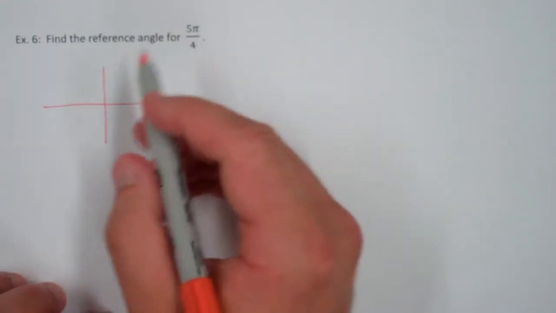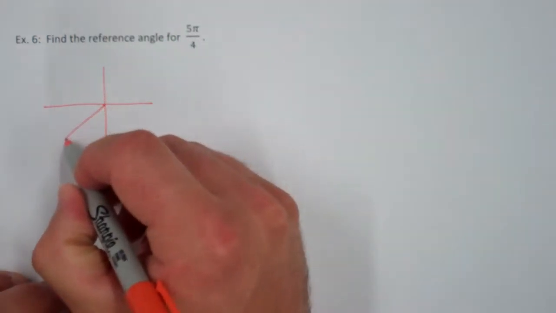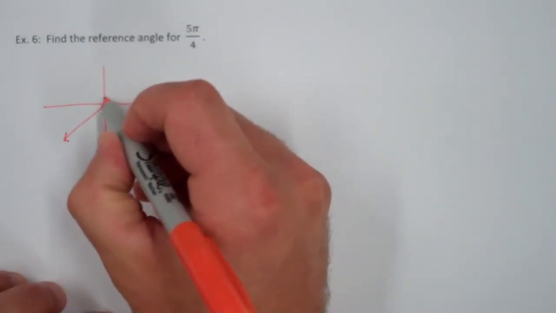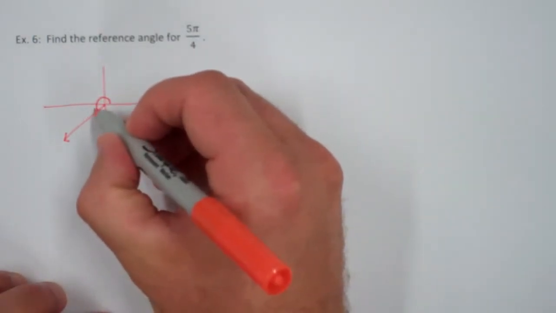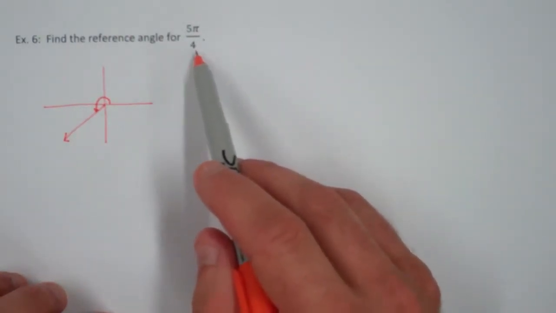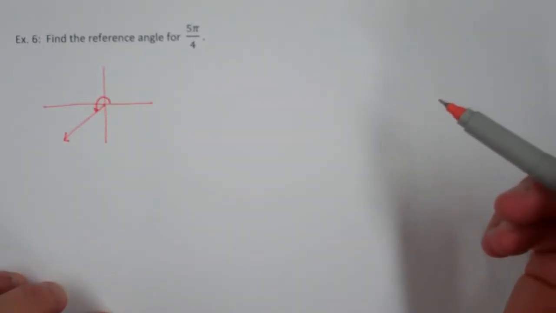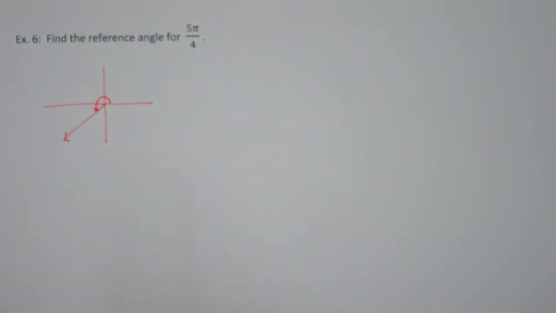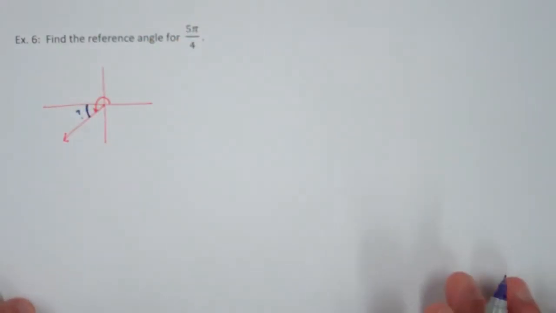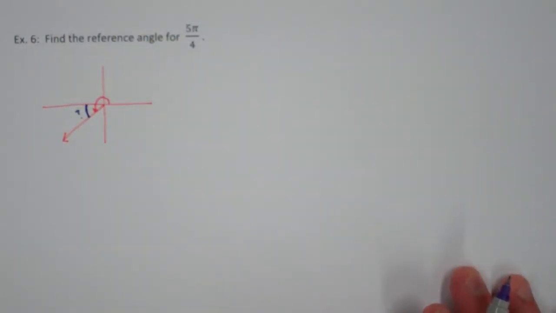5 pi over 4 is going to be this angle right here. It's also 225 degrees. So if you wanted to, you could change this into degrees and go from there. This is given in radians though, so our answer should be in radians. So what we're looking for is this angle right here. That's our question mark. What is that angle?